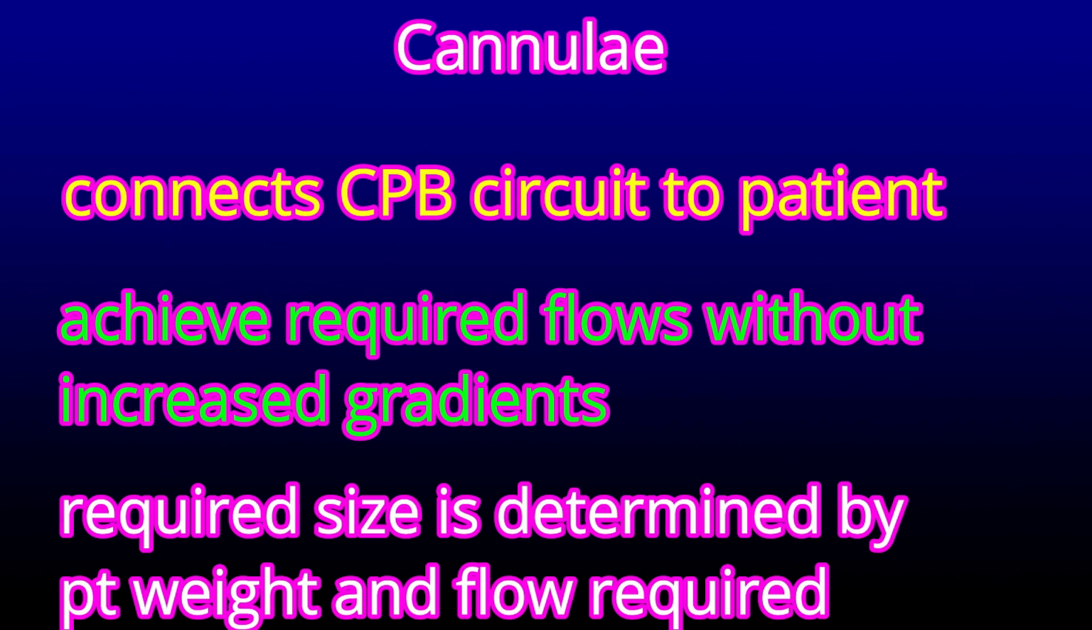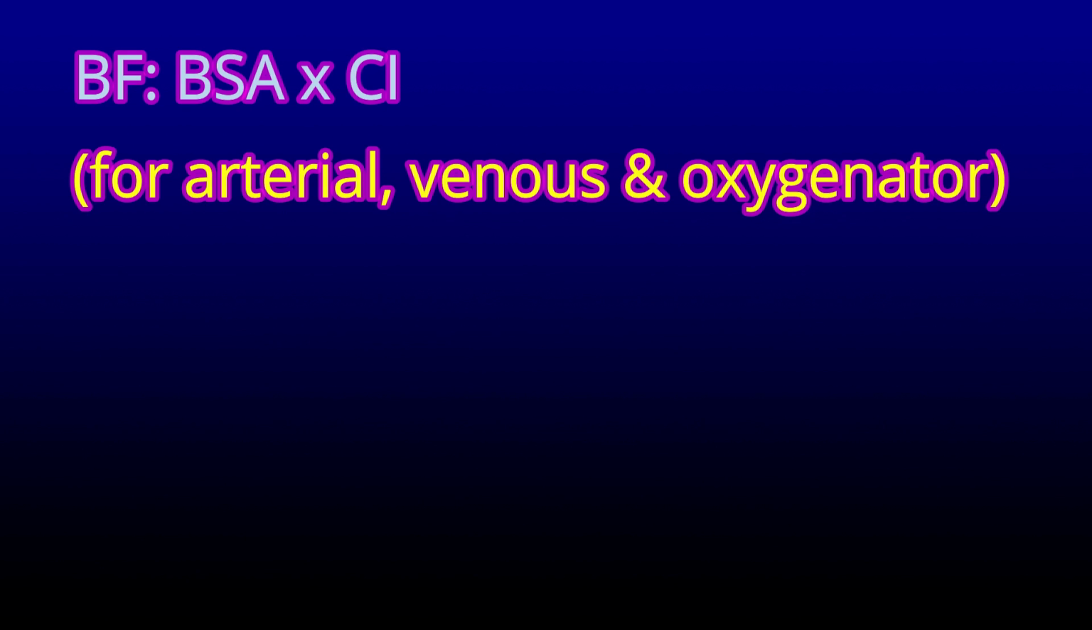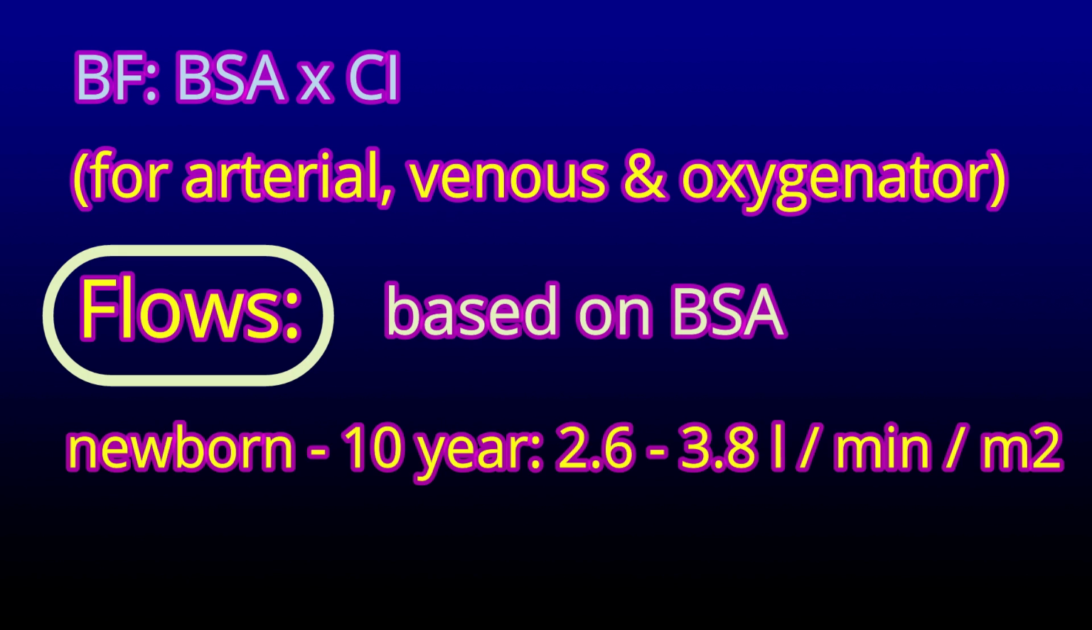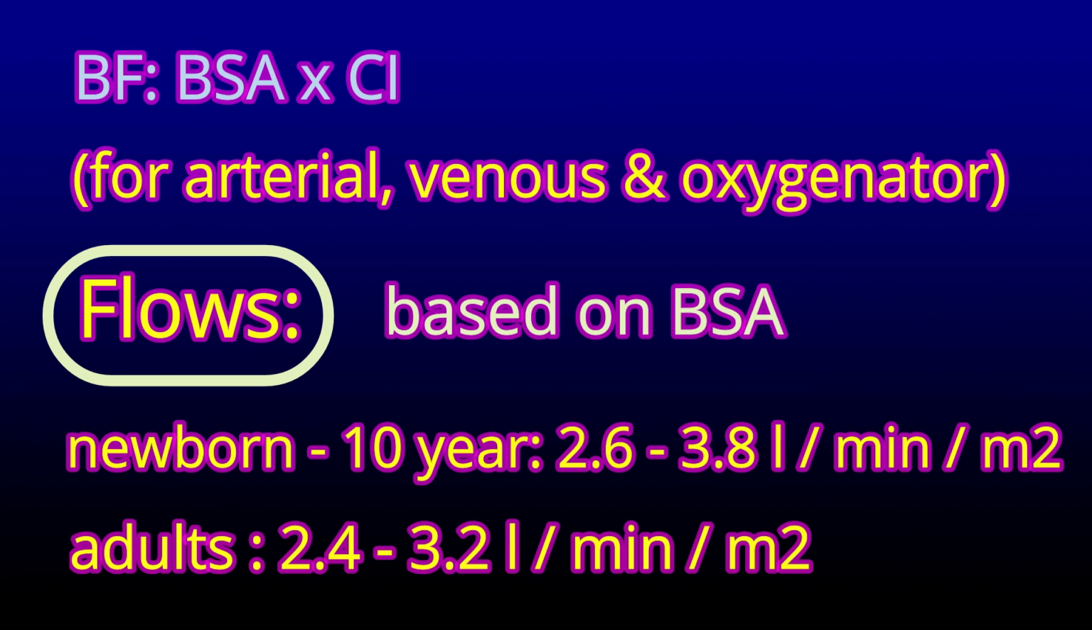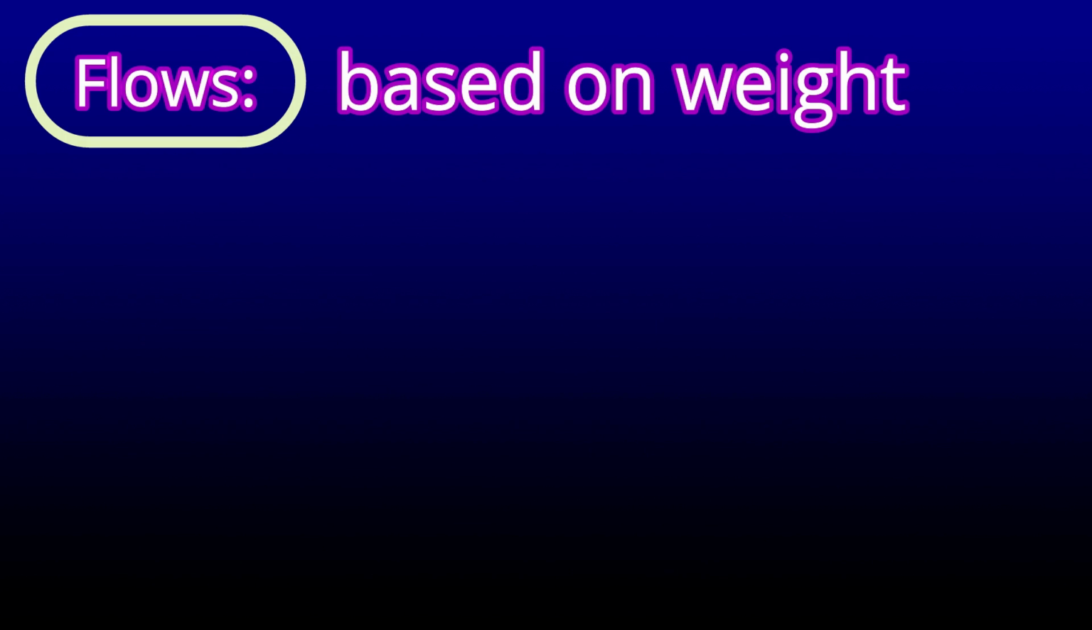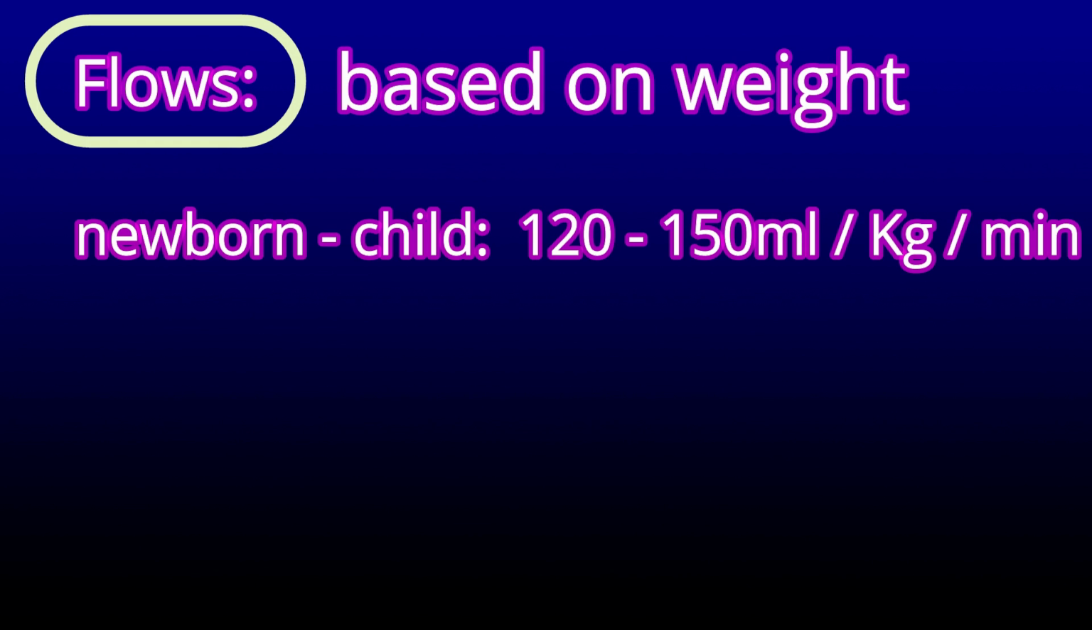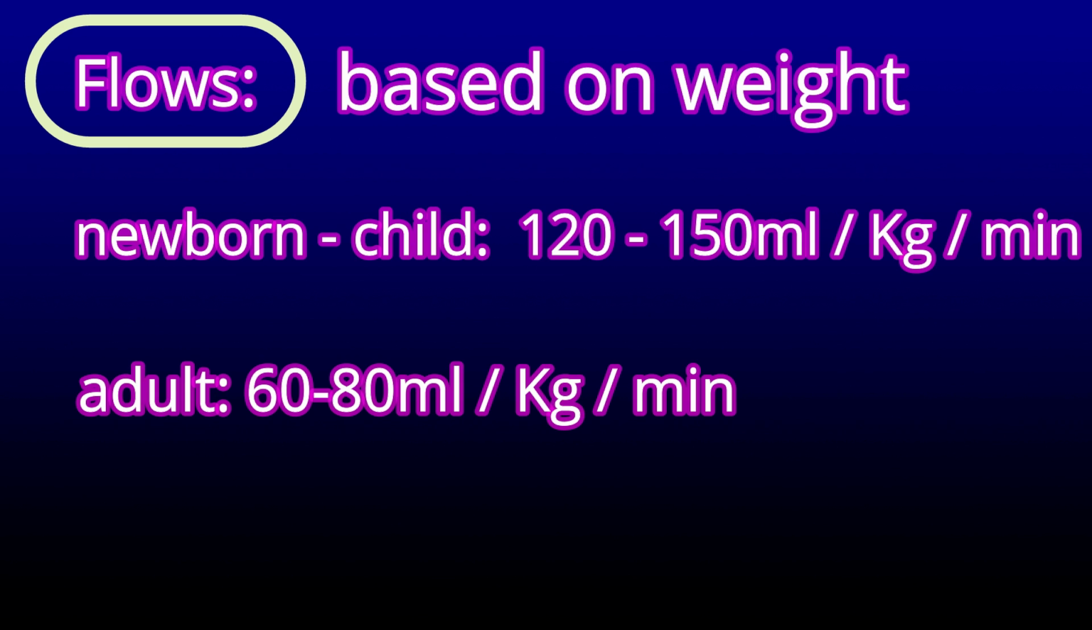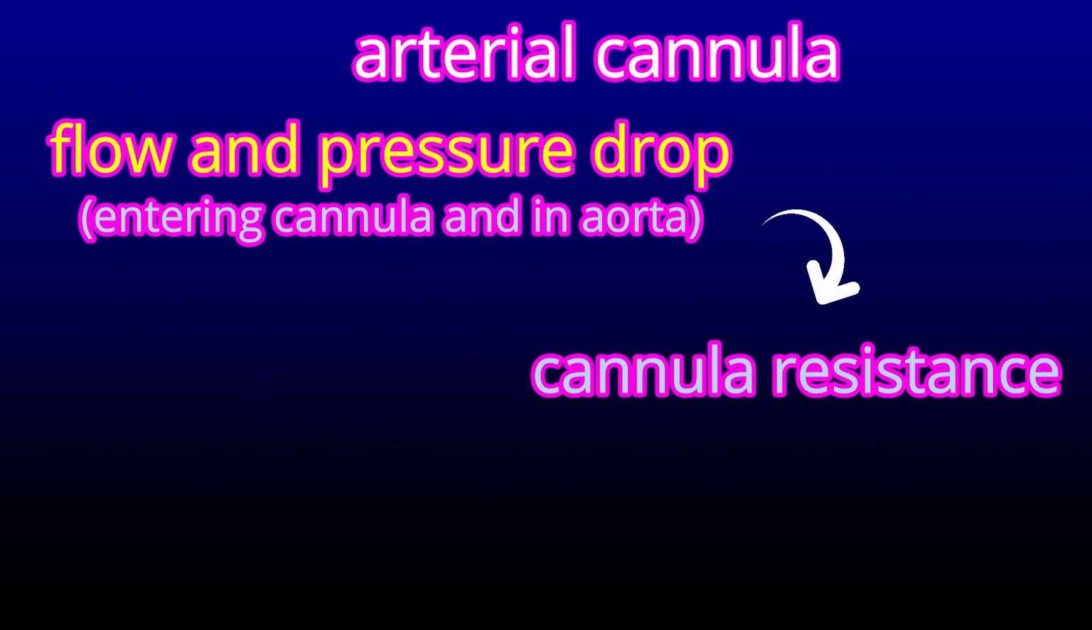Arterial cannulae connect the cardiopulmonary bypass circuit to the patient and are meant to acquire the required flows without increased gradient at the tip of the arterial cannula. And the type of cannula is chosen based on the body surface area and the cardiac index. Sometimes they are chosen based on the weight as well. Either way, the amount of flow that is required, both minimum and maximum, is determined, and a particular cannula is chosen so that the maximum flows can be achieved without increased gradient at the tip of the cannula.